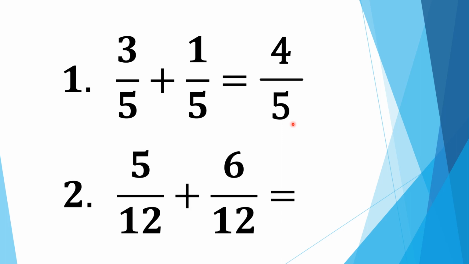Number 2. 5 over 12 plus 6 over 12 is equal to. Add the numerators, step 1: 5 plus 6 is equal to 11. Then step 2, copy the denominator, 12. 5 over 12 plus 6 over 12 is equal to 11 over 12.